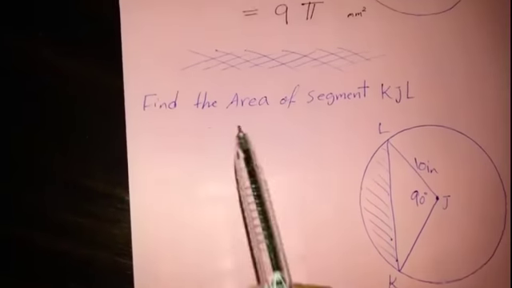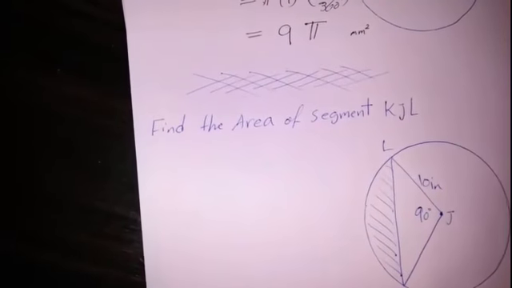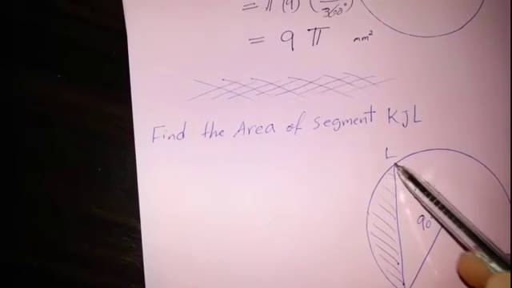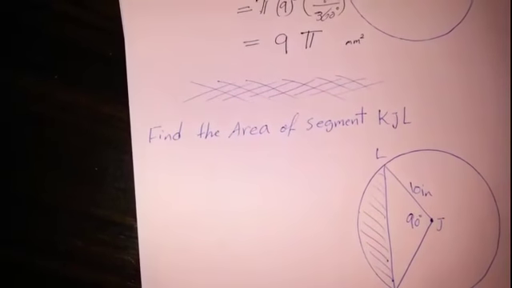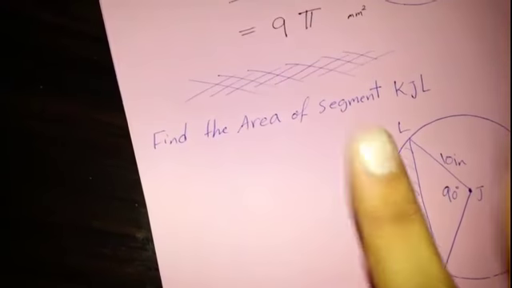Another idea here. Find the area of the segment KGL, this one. We know that the area of a segment is found from the area of the sector, but we subtract the area of the triangle. So we will do just 2 steps.